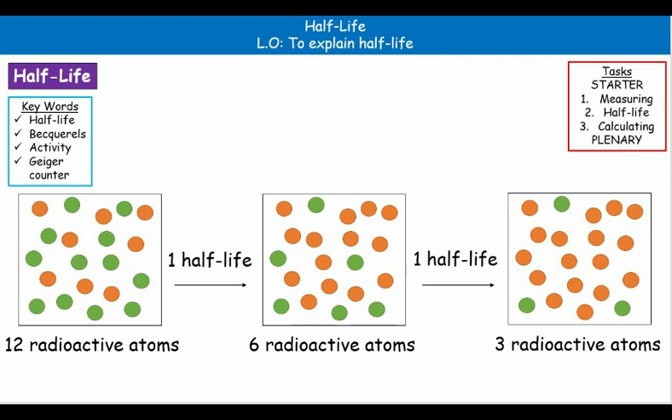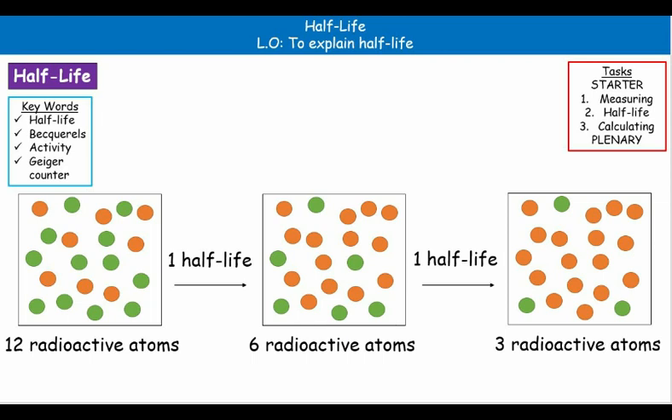Let's actually look at this in a nice, easy to understand, hopefully anyway, diagram form. So if we look at the picture on the far left of your screen to start off with, the green ones are the radioactive atoms. And if you count them up, you'll find that there are 12 radioactive atoms at the start. So that would be our activity of 12.